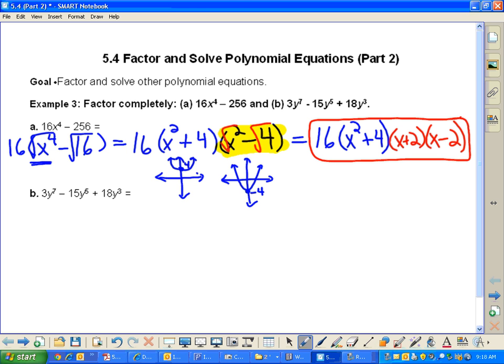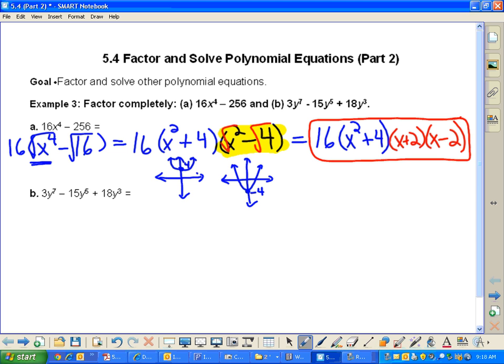I can't take out any other factors besides 1 or negative 1. That makes x squared plus 4, x plus 2, and x minus 2. Those are what we refer to as prime polynomials from yesterday's lesson. So I've written my answer as a product of prime polynomials, and therefore it is completely factored. Questions about part A? Okay, part B.